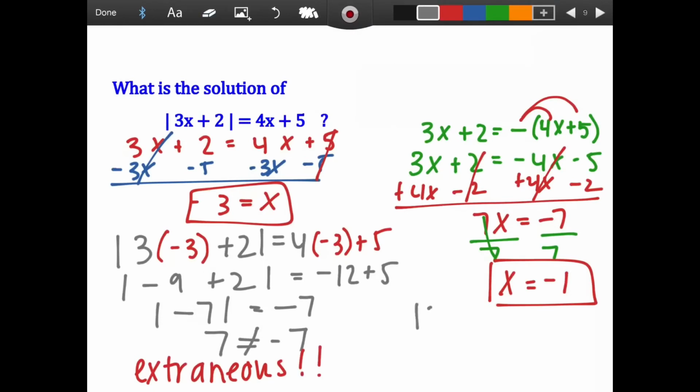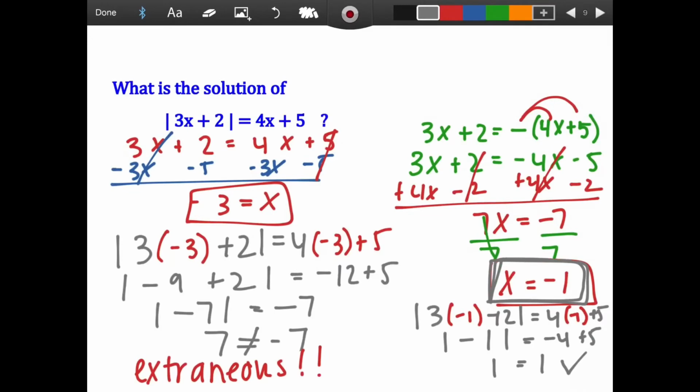So let's plug in and check when x equals -1. So we have the absolute value of 3 times -1 plus 2 equals 4 times -1 plus 5. So when we solve this, 3 times -1 plus 2, -3 plus 2 gives us the absolute value of -1 equals 4 times -1 is -4 plus 5. Absolute value of -1 is positive 1. Positive 1 equals 1, so this one checks out, and the only solution that works in this case is x equals -1.